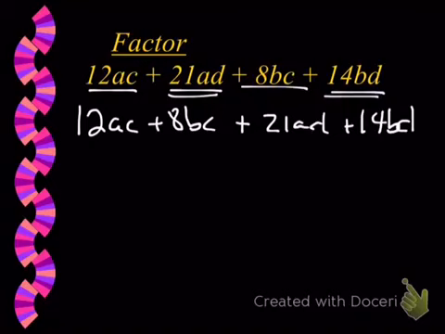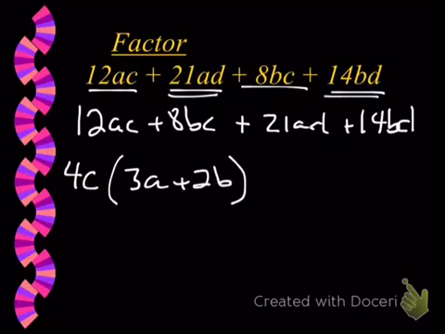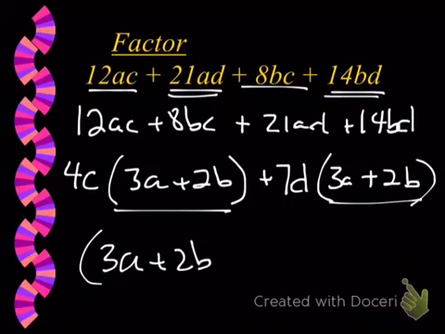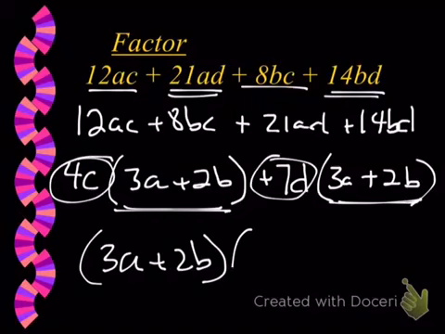Now, I'm going to do this quickly because I just want to show you that you have some options with this method. We have a common factor of 4c here, so that would be 3a plus 2b. This one has a 7d as a common factor, and that will leave us with 3a plus 2b. So we have a different common binomial factor this time. It's 3a plus 2b. And then what's left when I take out this common factor is 4c plus 7d.